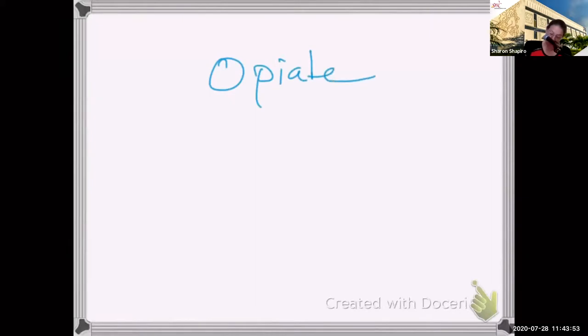And let me share my iPad. I am like the Matrix here with all this stuff I have. So when we look at the opiates, oops, I'm writing with yellow. Maybe a darker color.